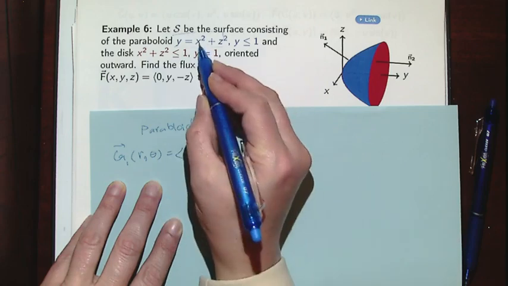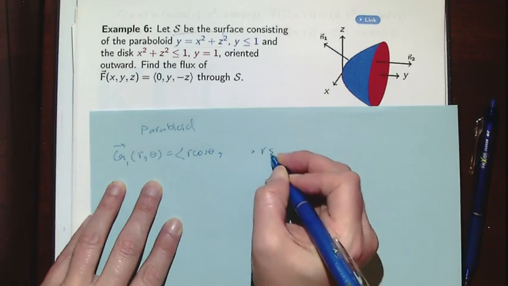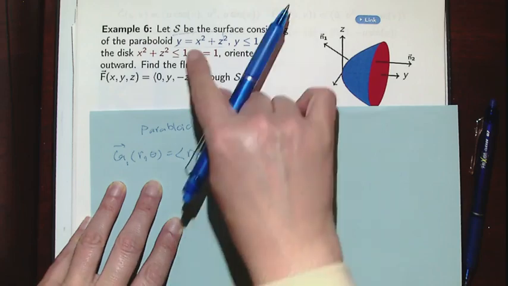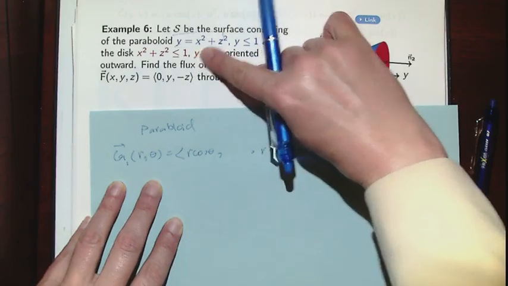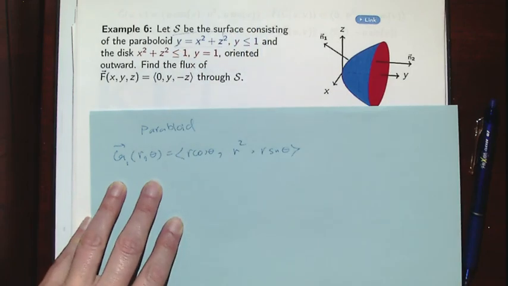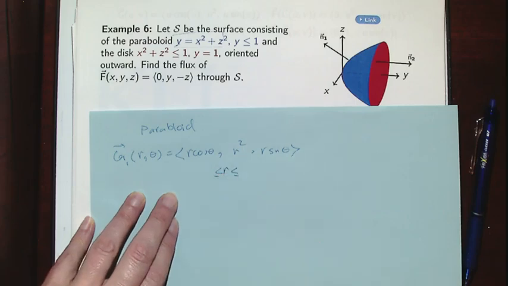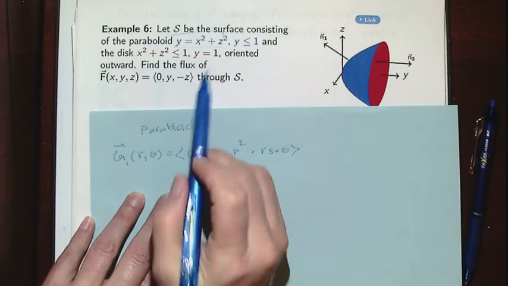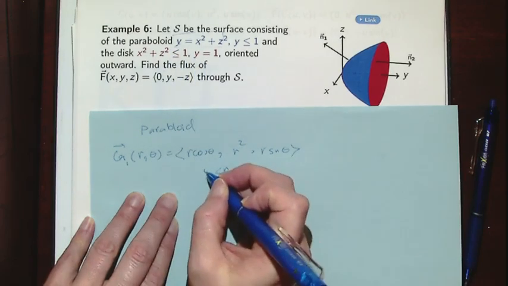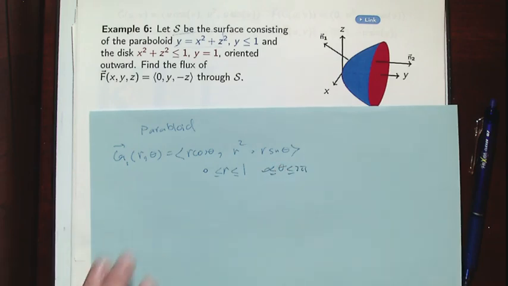And I will have for x, r cosine theta. For z, r sine theta. What do I get for y then? Because it's r cosine squared plus r sine squared, I get y equal to r squared. Agreed? So r is between what and what? Plug in y equal to 1. R is between 0 and 1. Theta goes all the way around.